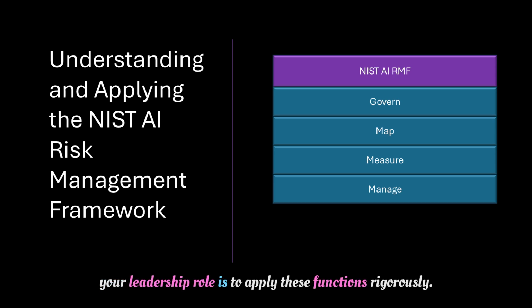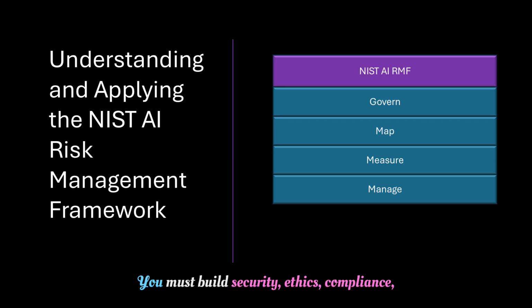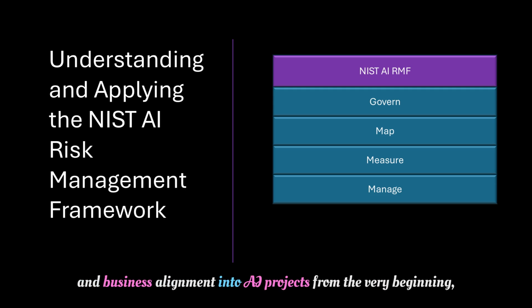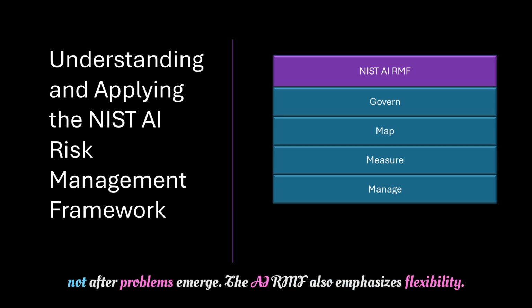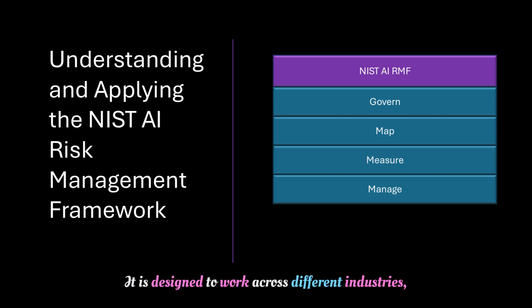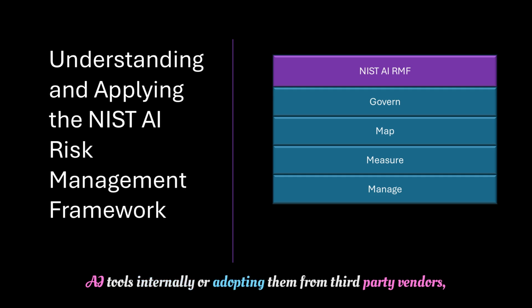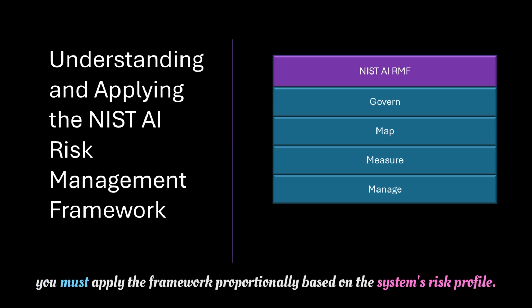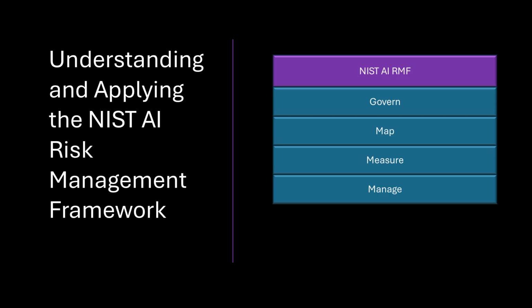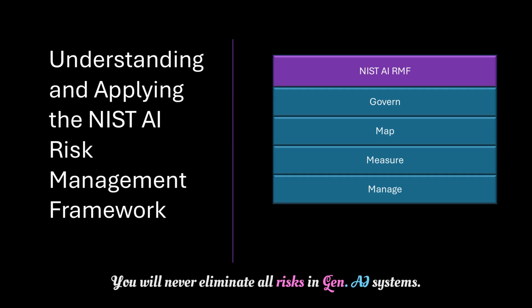Your leadership role is to apply these functions rigorously. You must build security, ethics, compliance, and business alignment into AI projects from the very beginning, not after problems emerge. The AI RMF also emphasizes flexibility. It is designed to work across different industries, levels of risk, and maturity stages. Whether you're building GenAI tools internally or adopting them from third-party vendors, you must apply the framework proportionally based on the system's risk profile.